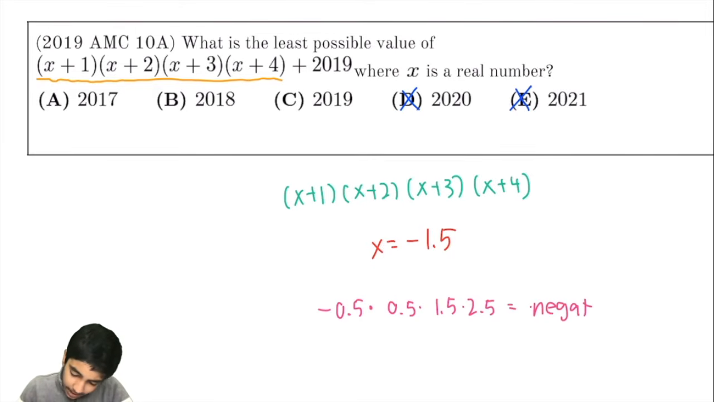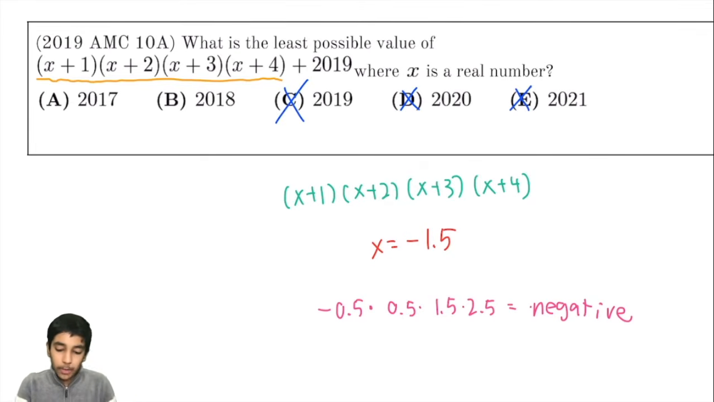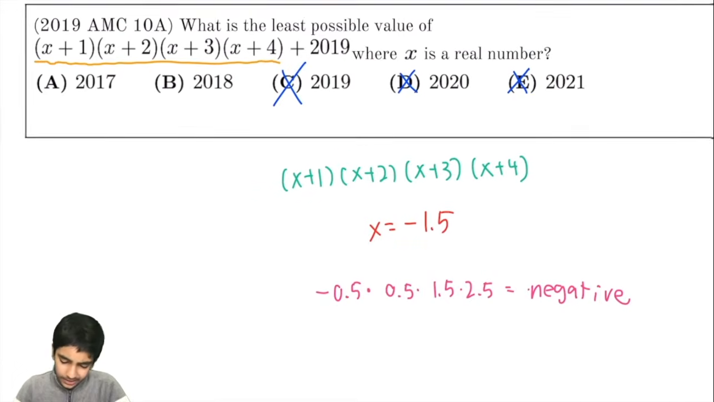So clearly you can see that something less than 2019 is also possible. So the least can no longer be 2019, because something less than 2019 is also possible. So now we're limited to just two choices. So now what can we do? So now the idea, the real question, is it 2017 or 2019?